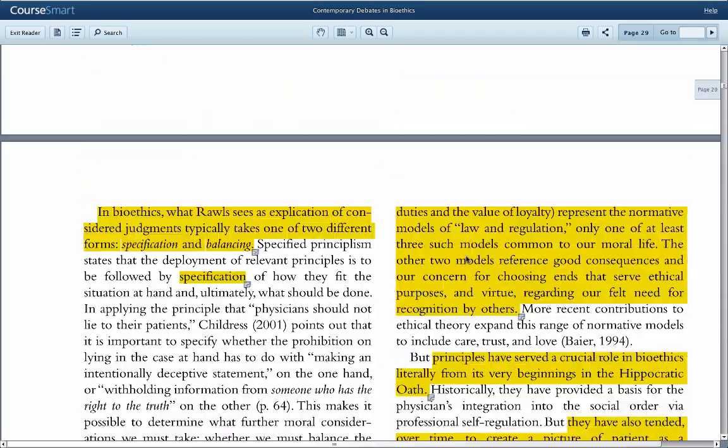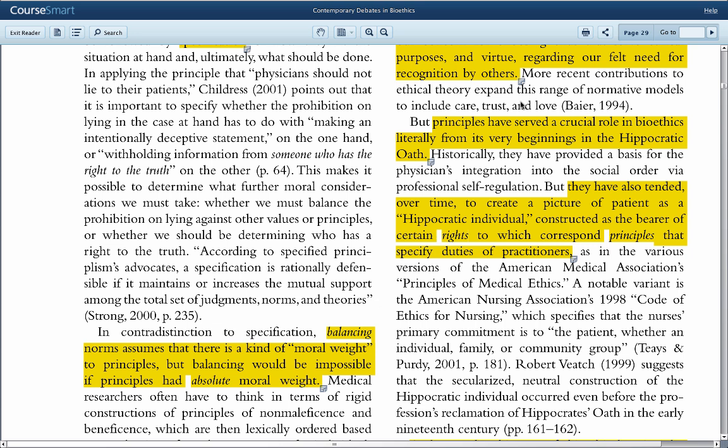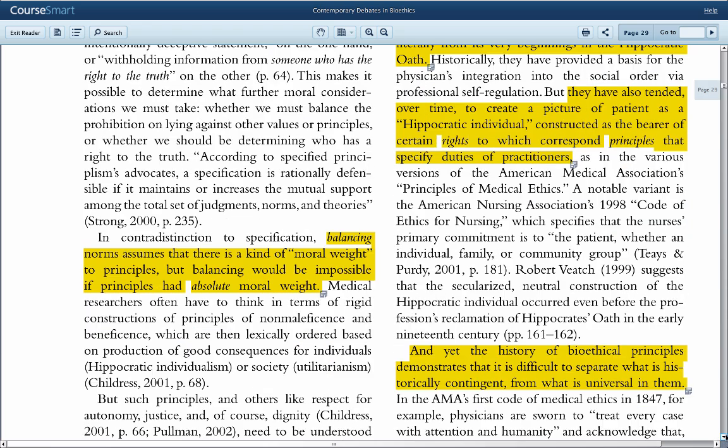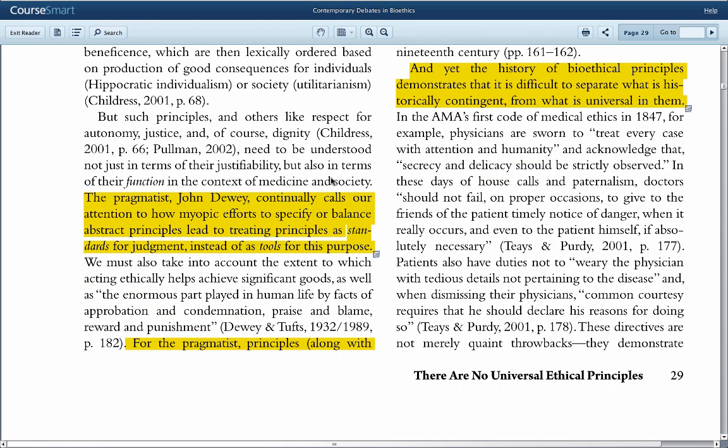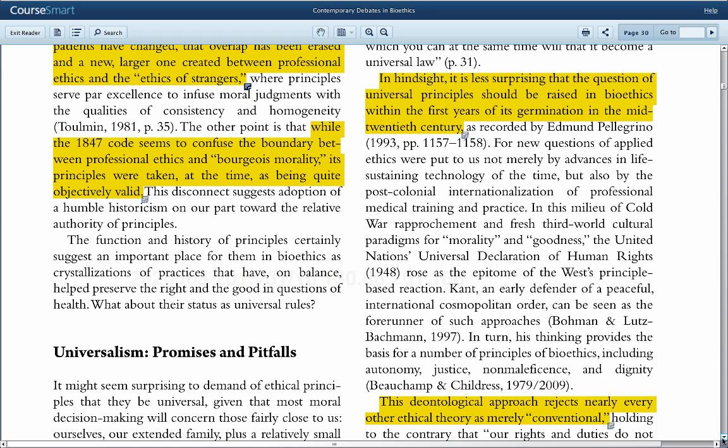He wants to recognize, Decker does, that principles have served a crucial role in bioethics from the very beginnings in the Hippocratic Oath. And yet, he says, the history of bioethical principles demonstrates that it's difficult to separate what is historically contingent in principles from what is universal in principles. So, he says the function and history of principles certainly suggest an important place for them in bioethics as crystallizations of practices that have, on balance, helped to preserve the right and the good in questions of health. But now, what about the status of principles as universal rules?